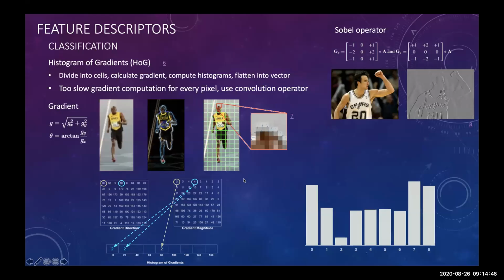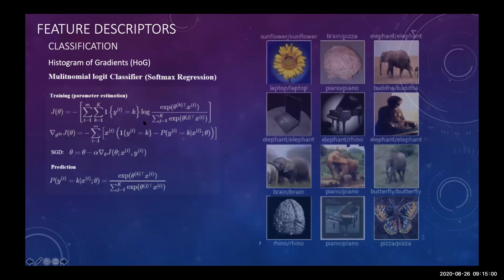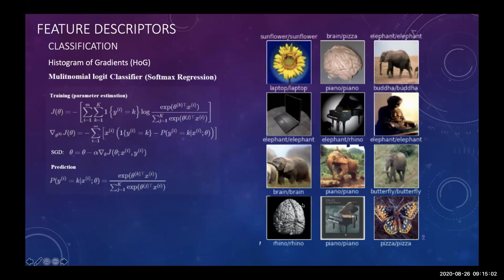This is a histogram of gradients, where you're creating gradients of how the colors change around the whole image, and then you run a classifier against it. And then you can use that with logistic regression, and then you predict, and you can see how it can do pretty well. This image right here, it recognizes a piano as a rhino.